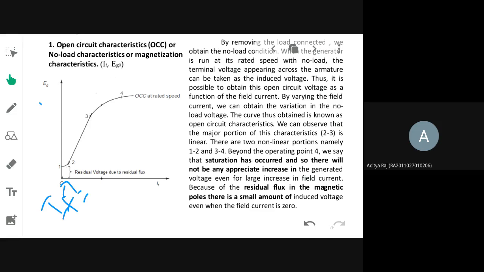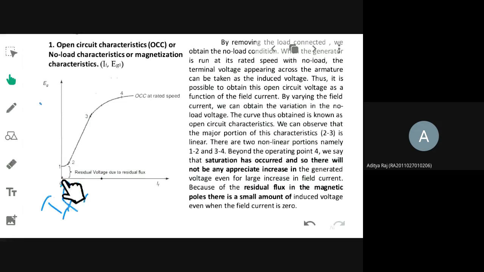This characteristic curve is drawn between the field current IF and the generated EMF. In order to obtain the characteristics, you need to keep the output side open. You need to remove the load, and you are going to vary the IF value, and observe whatever variations you are seeing in the output voltage, under open circuit conditions. If you draw a curve, it will look like this.